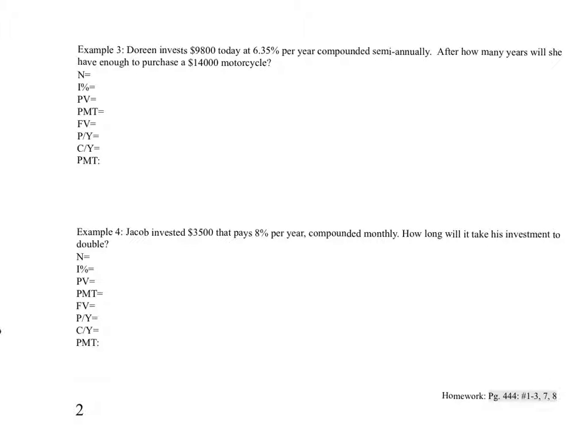So, example: Doreen invests $9,800 at 6.35% per year compounded semi-annually. After how many years will she have enough to purchase a motorcycle of $14,000?